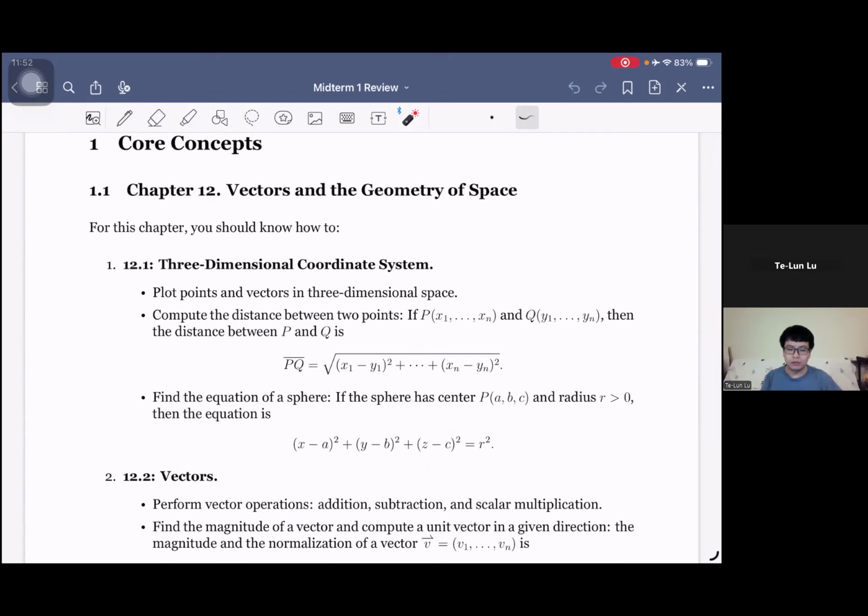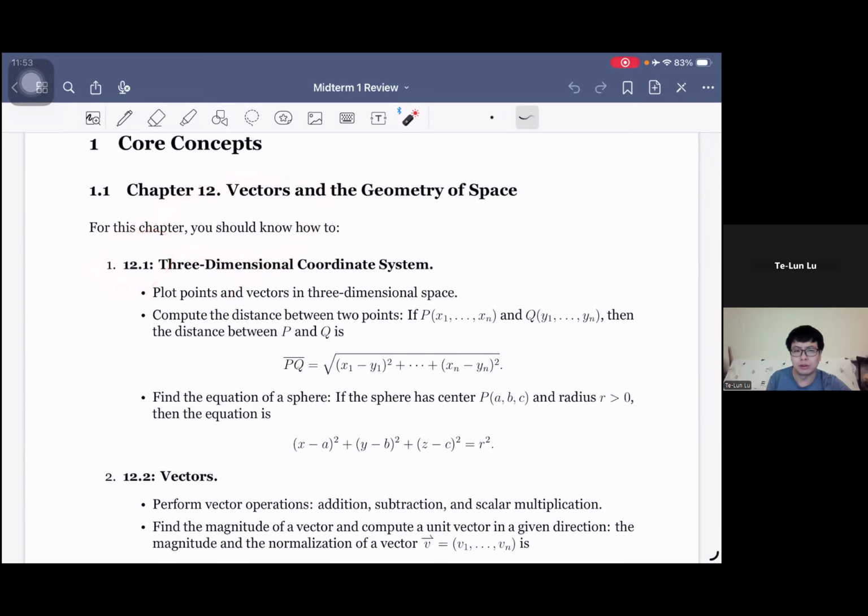So let's now start with our core concepts. Again, this is a review, so I won't be going through too much detail, but I will just be going through what are the important formulas, what are the important concepts, what you should know before you do the midterms. Okay. So first of all, we have 2 chapters in this midterm. The first chapter is on vectors and the geometry of space, in particular 3-dimensional space.